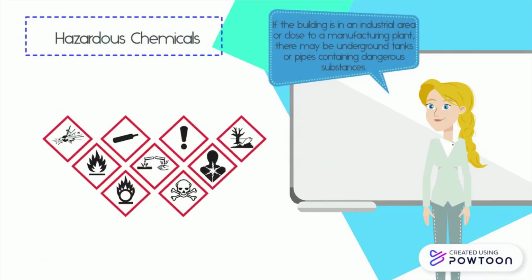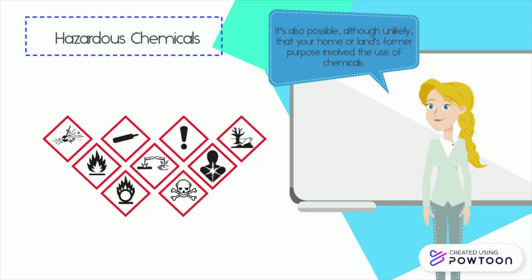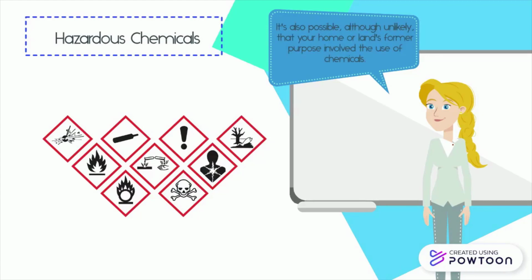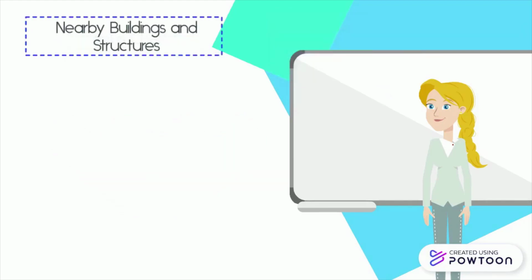This is not normally a concern with home demolition, but there are occasions where hazardous chemicals are a risk. If the building is in an industrial area or close to a manufacturing plant, there may be underground tanks or pipes containing dangerous substances. It's also possible, although unlikely, that your home or land's former purpose involved the use of chemicals.